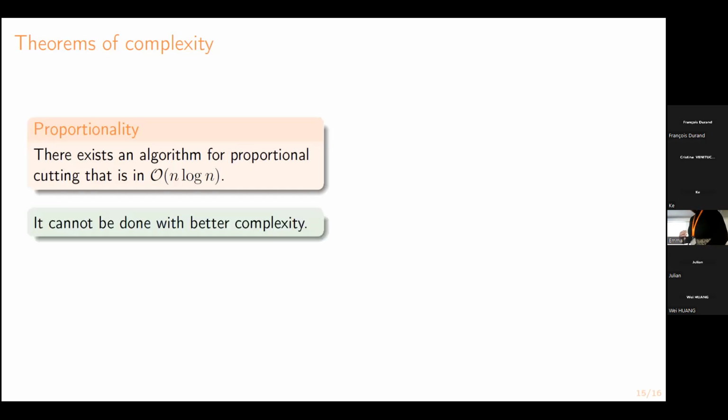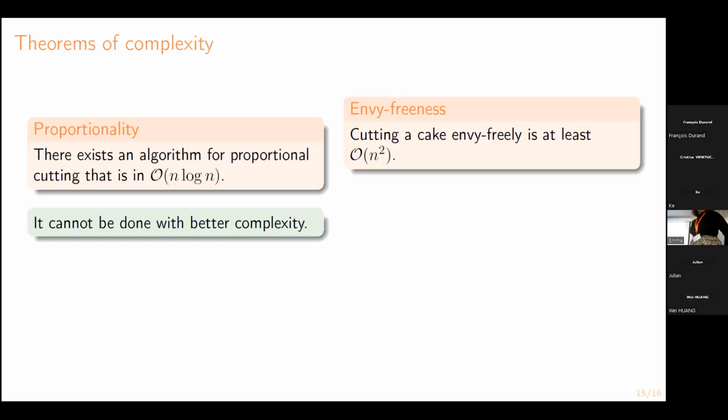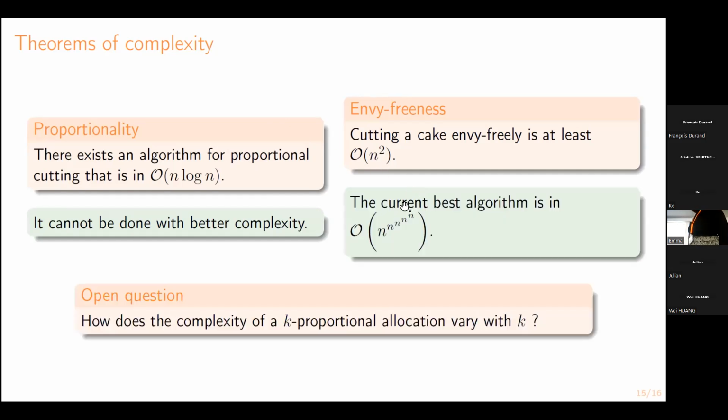And yeah, it has been proven that you cannot do better complexity. So this is quite the optimal algorithm that I showed. And for envy-freeness, cutting a cake is at least big O of n squared. This is a non-constructive proof. And the best algorithm we have is big O of n to the power n.